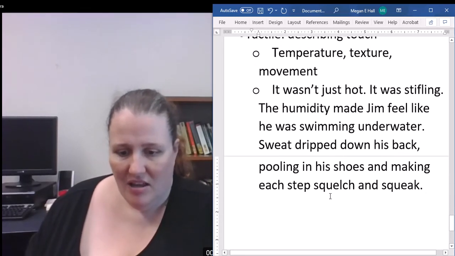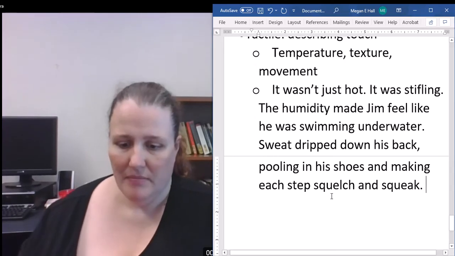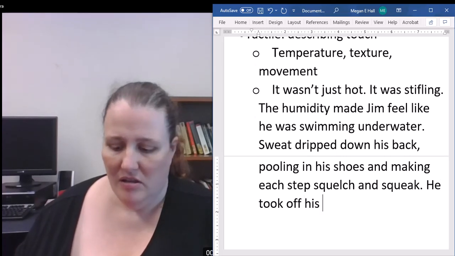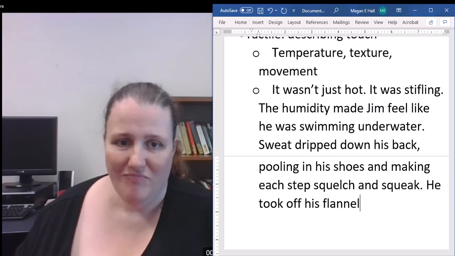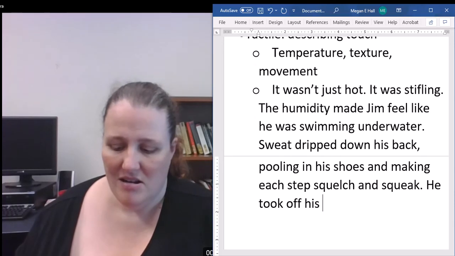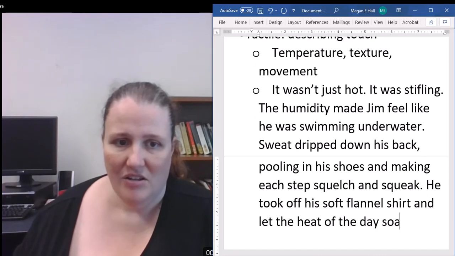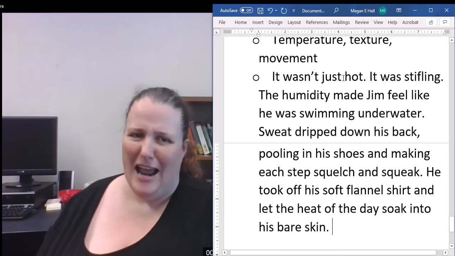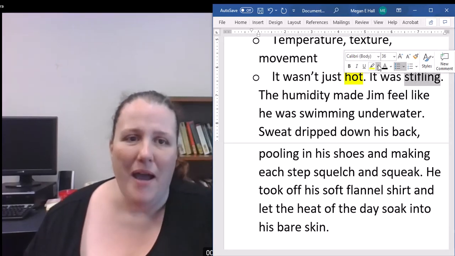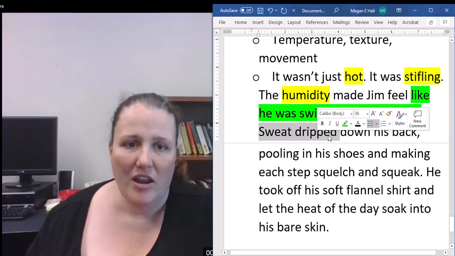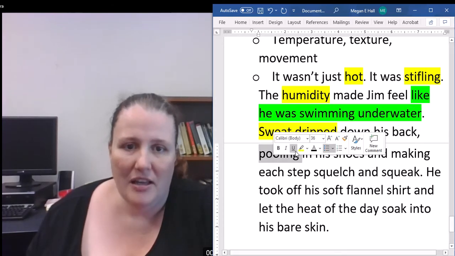Let's say that he took off his, why he's wearing flannel, I don't know, his soft flannel shirt and let the heat of the day soak into his bare skin. Okay, now, it doesn't make any sense, and I would never put this in an actual book, because why is he wearing a flannel shirt on a hot day? But we have hot, we have stifling, we have a simile here that I'll put in green, we have sweat that's dripping, so a little bit of movement there, but you can kind of feel it, it's pooling.